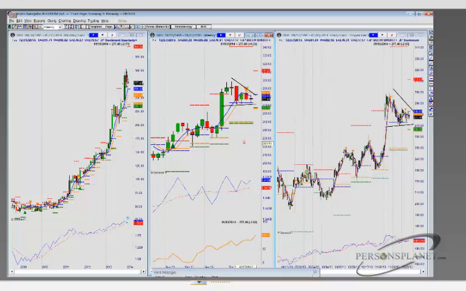So if we do see a breakdown below this last swing low in Biogen, which, as you can see on the chart, is 270, I'm going to mark that right here, and I'm going to set alerts for this myself.